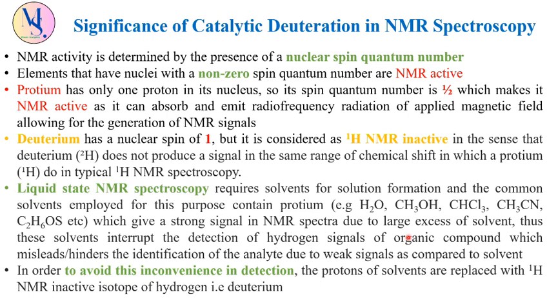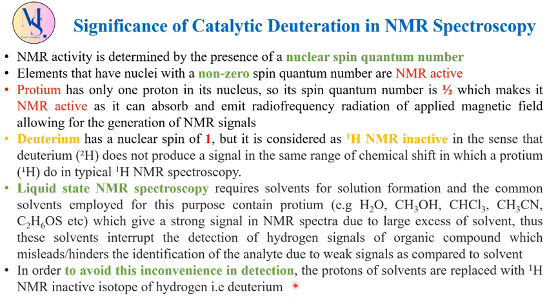Thus, the presence of the protons of solvents interrupts the detection of hydrogen signals of the actual analyte or organic compound. Thus, it can mislead or hinder the identification of analyte due to weak signals of the analyte as compared to that of solvent.